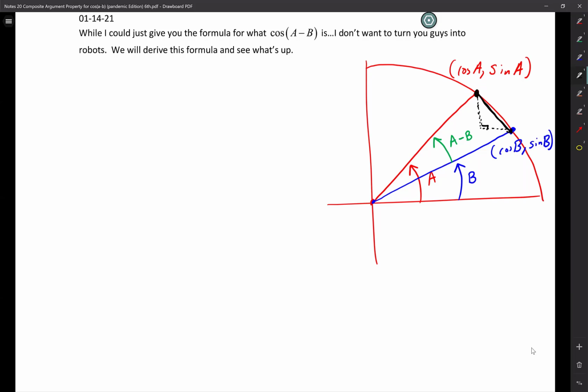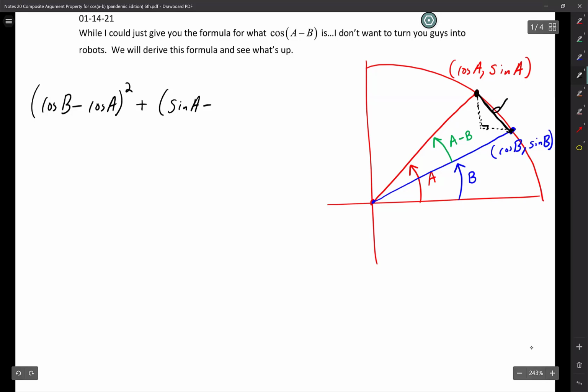So if I can use the Pythagorean theorem, and I'm going to call this distance d, or little d, Pythagorean theorem says that the difference in horizontal displacement, the difference from horizontal, is cosine B minus cosine A, and I'm going to square that, plus the difference in vertical displacement, sine A minus sine B, squared, equals the hypotenuse squared. Does that make sense to you?